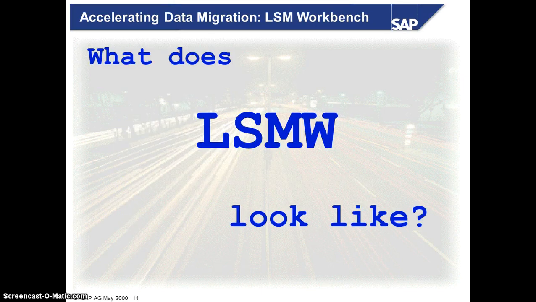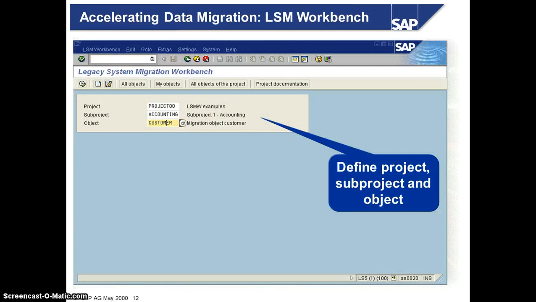So what does LSMW look like? Okay, this is how it looks. The transaction code to get into the Legacy System Migration Workbench is LSMW. The transaction code itself is LSMW, just like we have F-22 or OX01, LSMW is the transaction code. When we enter into it, we will be able to see project, subproject, and object on the screen.